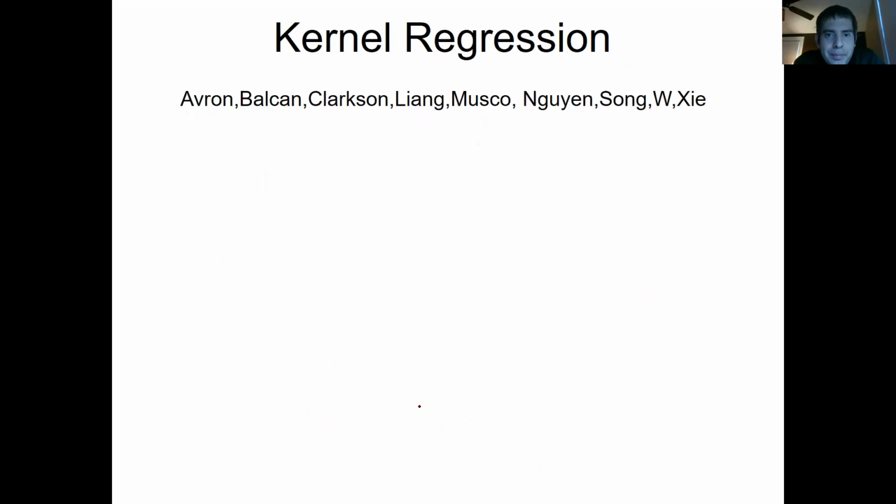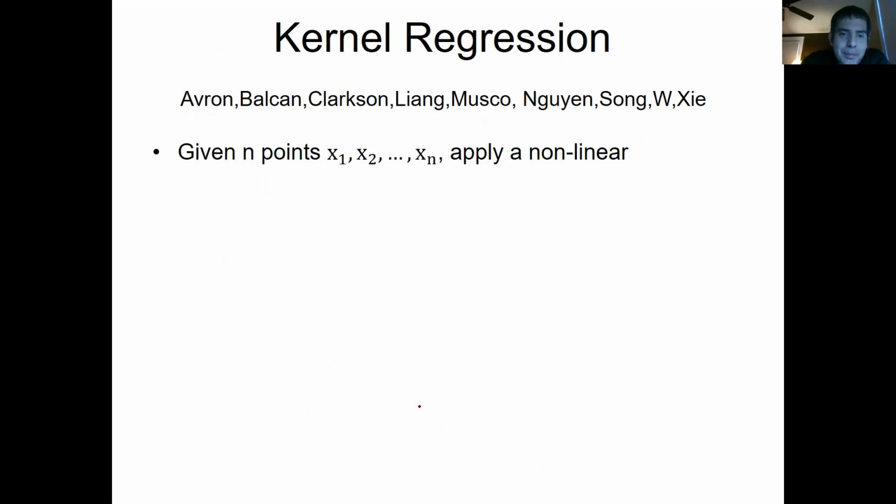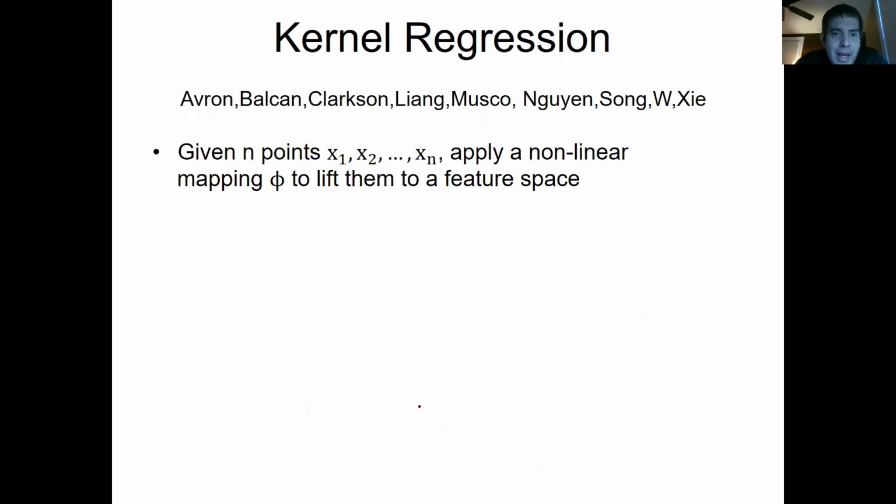Okay. So yeah, let me move on to yet another variant of regression, kernel regression. So here you're given endpoints x1 through xn, and they don't really exhibit a linear structure. I'm being vague about that, but what is good to do to these points is to apply some mapping to them, a nonlinear mapping phi, to lift them to what's called a feature space.